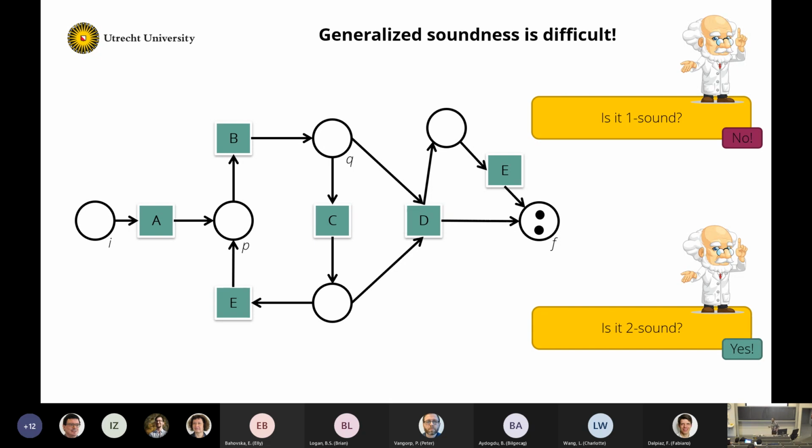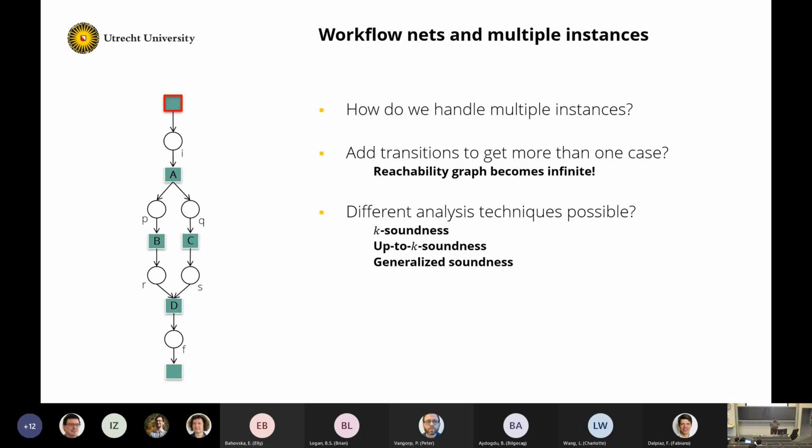And this often happens with arbitrary numbers. So you really have to be very careful with my model and what happens. So generalized soundness is somehow a very difficult notion to grasp because you have to think concurrently in all process instances at the same time. That makes it difficult. Generalized soundness is decidable, but actually there's a different problem to it for me as well.